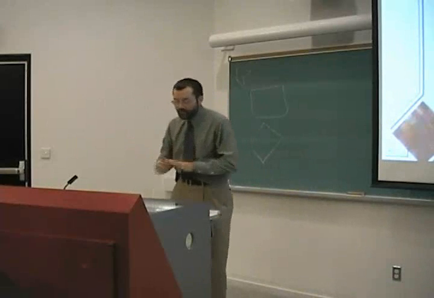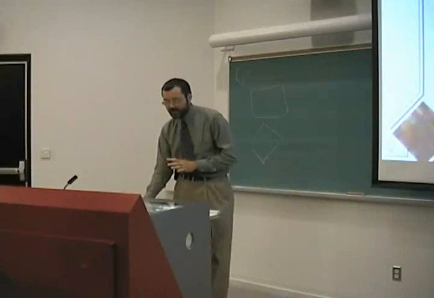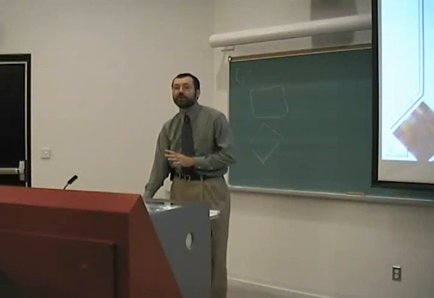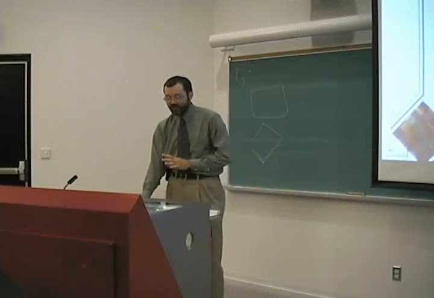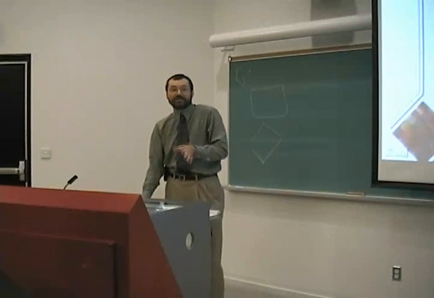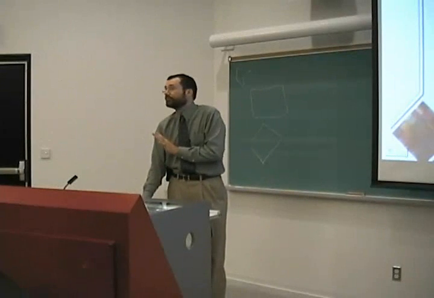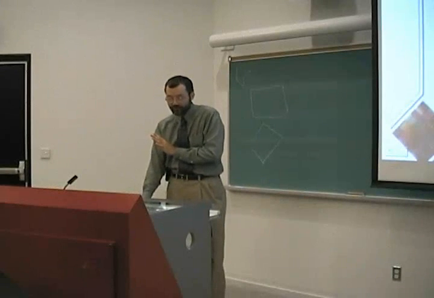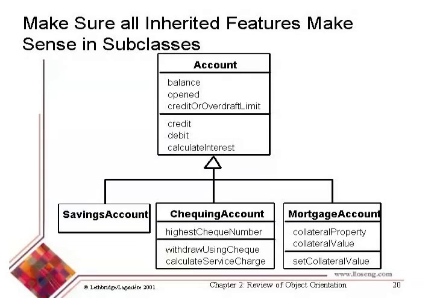So you might say, well, okay, we won't put a credit and overdraft limit up in account because we don't want it to inherit into savings account, and we'll put it in checking account and in mortgage account because it applies in both of these 2. And leave it out of account so it doesn't inherit to savings account. What would be the problem of putting credit or overdraft limit in checking account and mortgage account? Any thoughts of why or how that could be a problem?